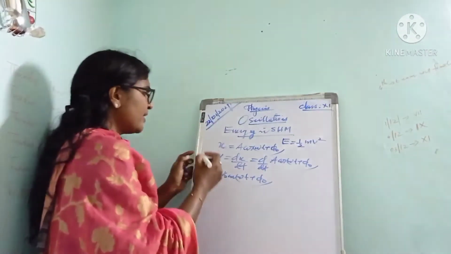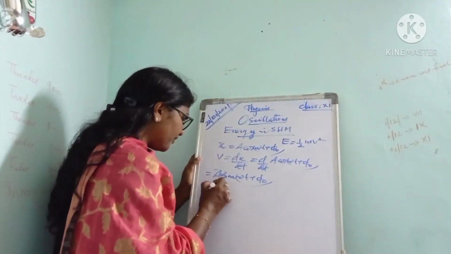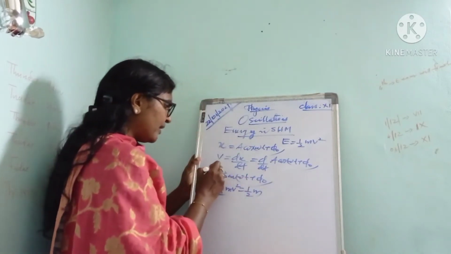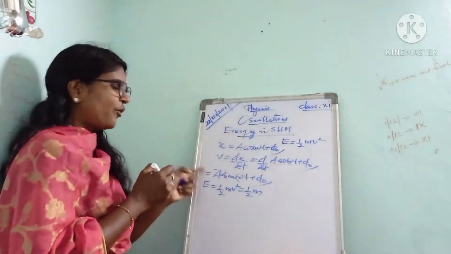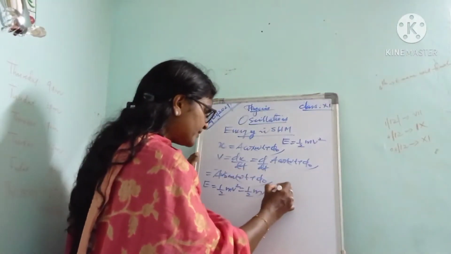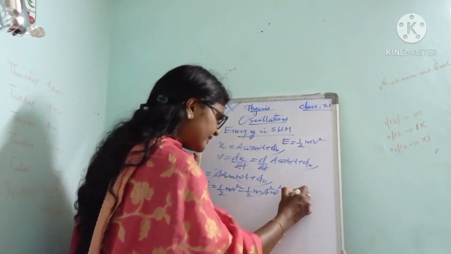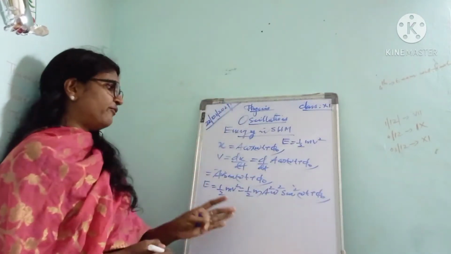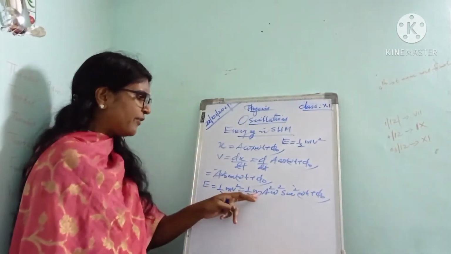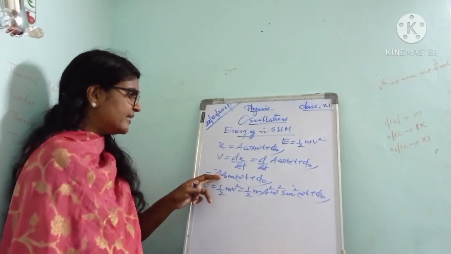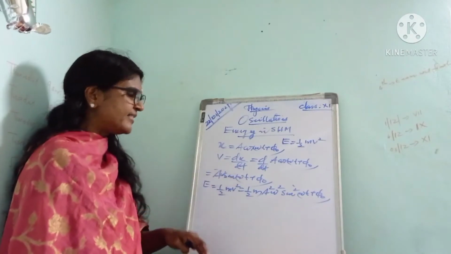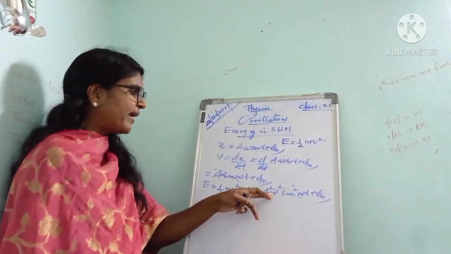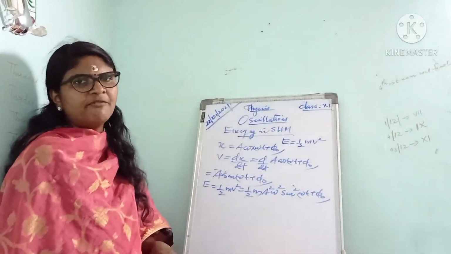Then we can substitute into kinetic energy: E equals half m v squared. We have to square the velocity, minus A omega sin(omega t plus phi 0). So we get half m A squared omega squared sin squared(omega t plus phi 0). That is the square of velocity.